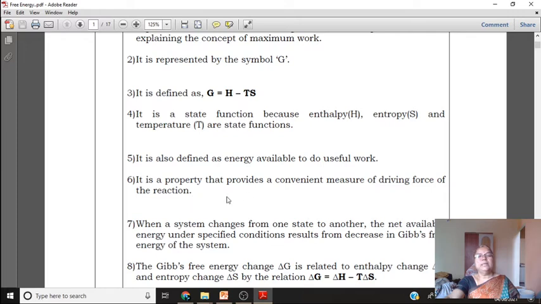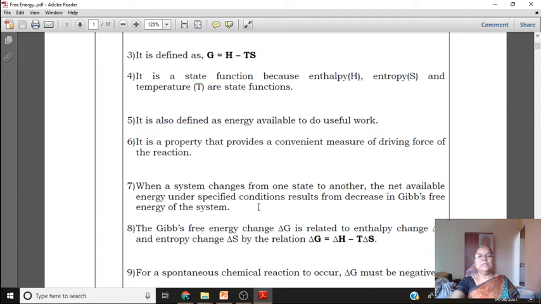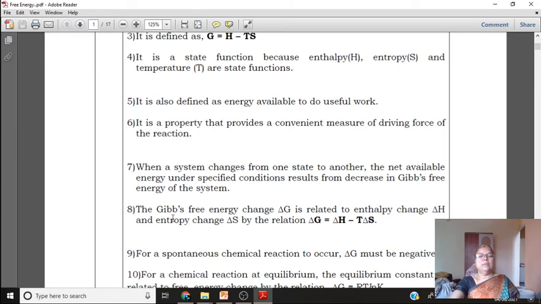Then the next characteristic point here, it is a property that provides a convenient measure of the driving force of a reaction. When a system changes from one state to another, the net available energy under specified conditions results from a decrease in Gibbs free energy. For every spontaneous change, the Gibbs free energy decreases. Then the Gibbs free energy change delta G is related to enthalpy change delta H and entropy change delta S by the relation delta G equal to delta H minus T delta S.